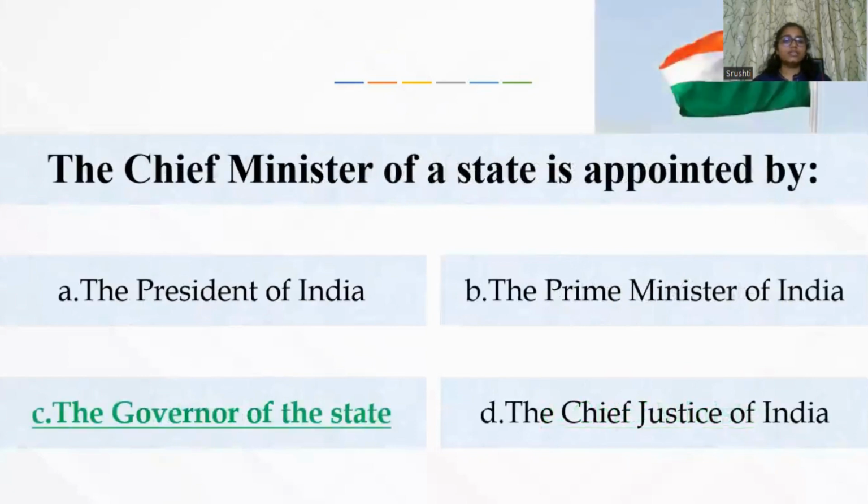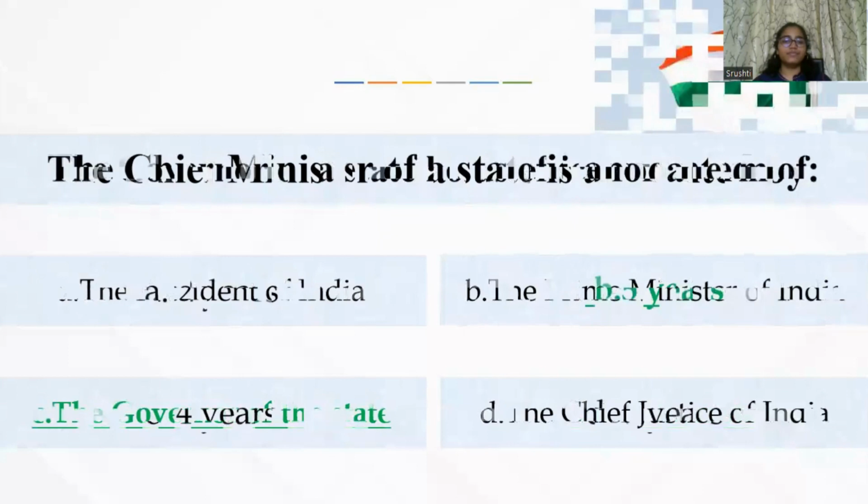Second question is, Chief Minister of a state is appointed by option A, the President of India, option B, the Prime Minister of India, option C, the Governor of the state, and option D, the Chief Justice of India. The correct answer is option C, the Governor of the state.